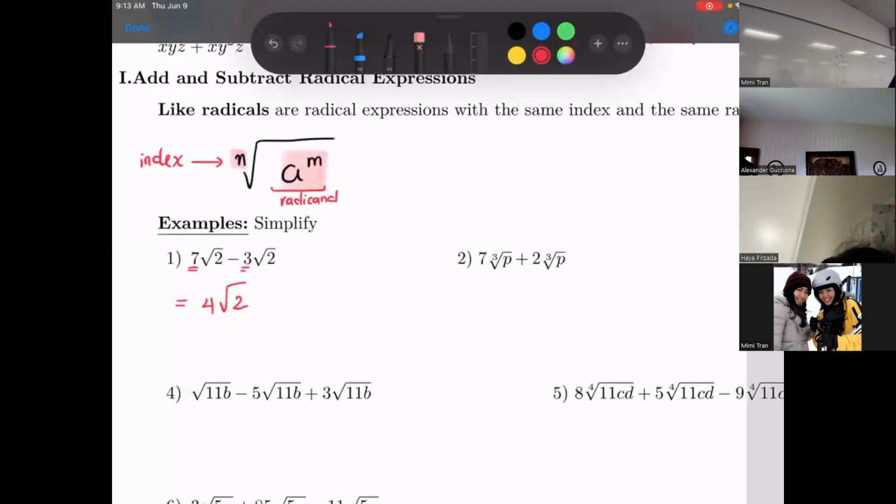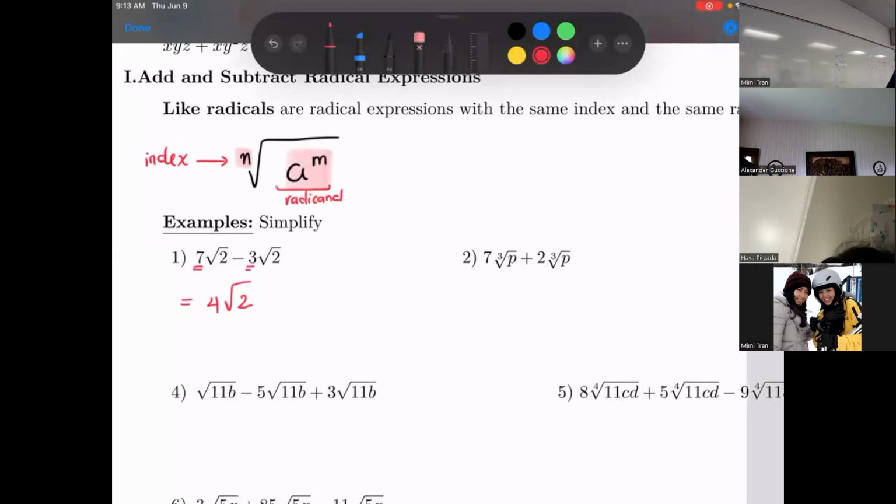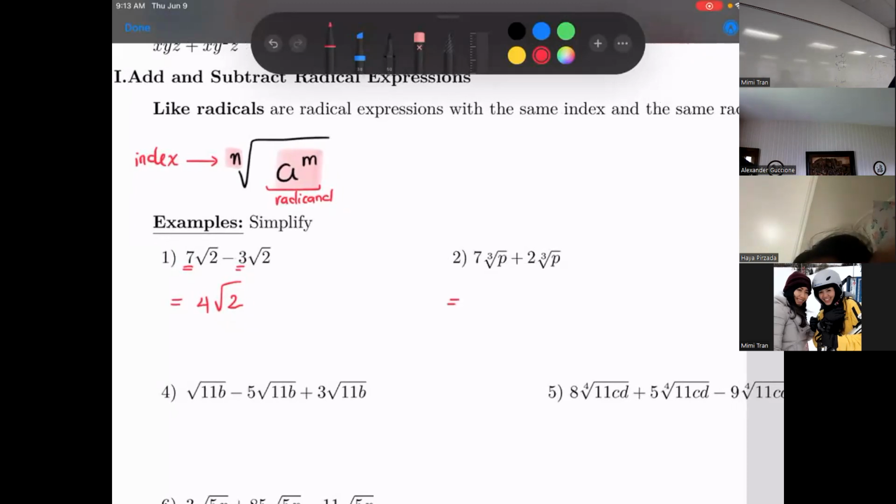Okay, so what do you have? Are they like radicals? Yes, right, same index, same radicand. That's all you need: same index, same radicand. So 7 plus 2 is 9, and then rewrite that radical. So cube root of p.